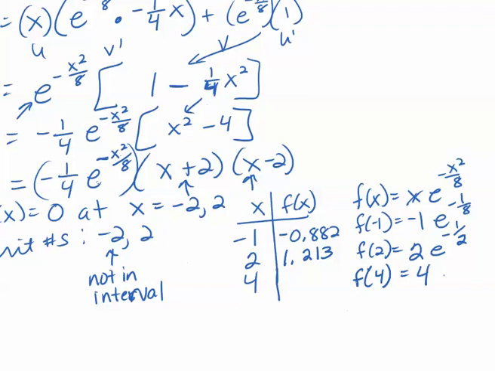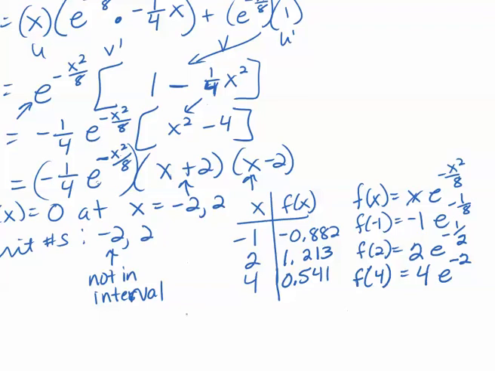And then when we put 4 in for x, square it, we'll have 16 over 8. So that would be 4e to the negative 2. And we'll come up with 0.541. So now we've located our global max and global minimum.